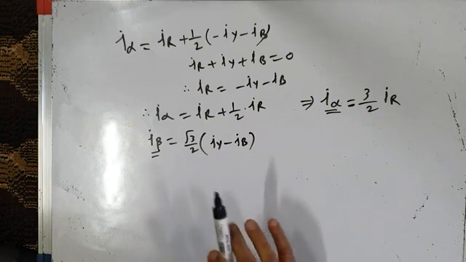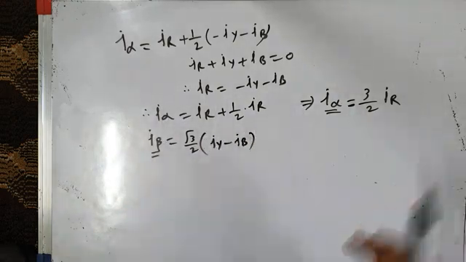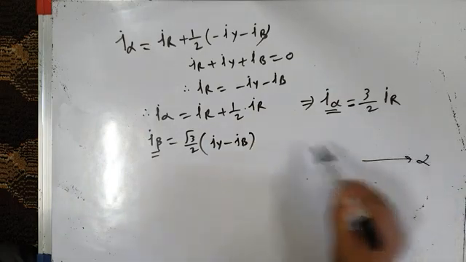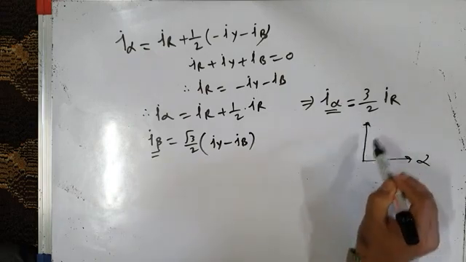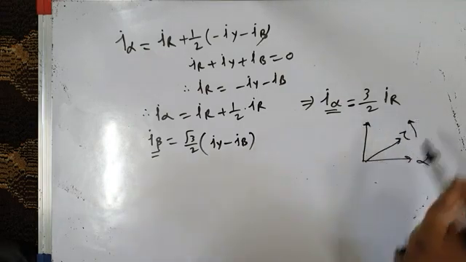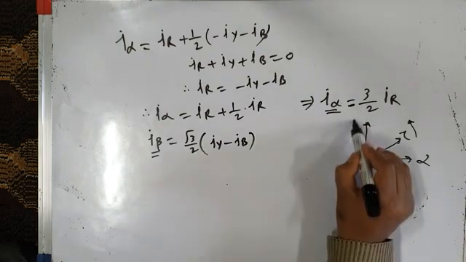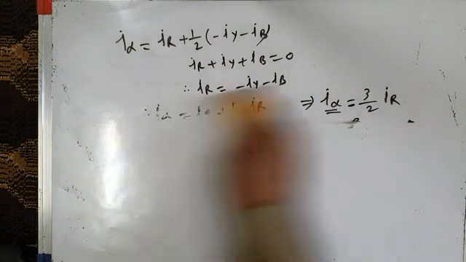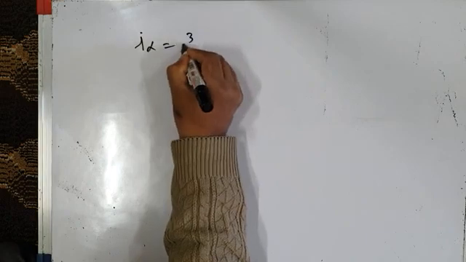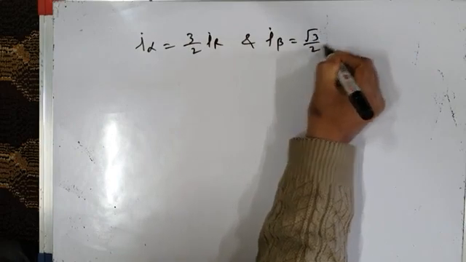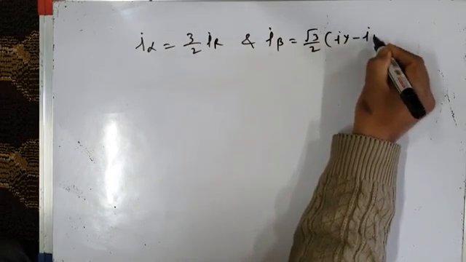So this is how we transform a three-phase winding into an equivalent two-phase winding. And when these currents, 3 by 2 IR along the alpha axis and root 3 by 2 Iy minus Ib along the beta axis, are flowing, they will produce a rotating magnetic field, just like a three-phase winding carrying currents IR, Iy and Ib produces a rotating magnetic field. Okay, so this is how the transformation is done. I will write these equations again: I alpha is equal to 3 by 2 IR and I beta is equal to root 3 by 2 times Iy minus Ib.